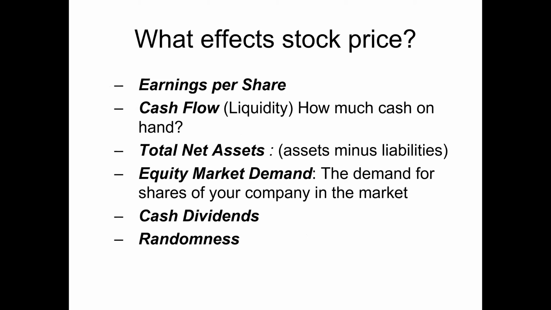Here are the things that affect the price of a stock: earnings per share, cash flow, total net assets, and market equity demand. What this means is, are people buying your stock? That would tend to raise your value, your stock price. Are people selling or selling short your stock? That would tend to lower it. Having dividends also increases the value of your stock. And then there's randomness built in as well to the stock market.